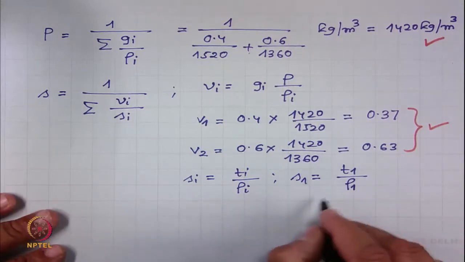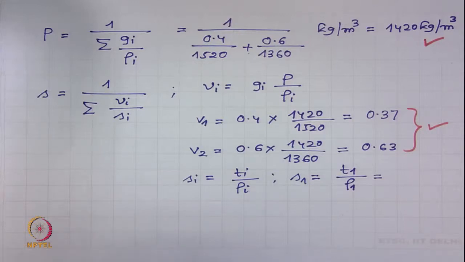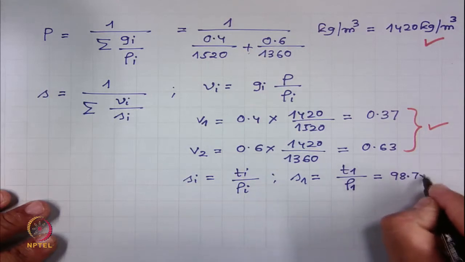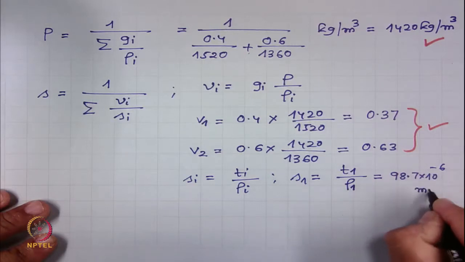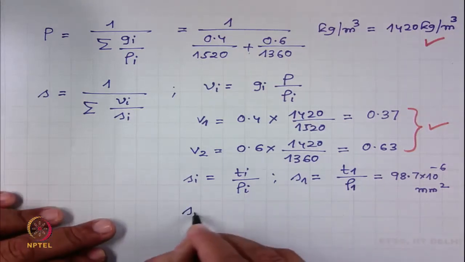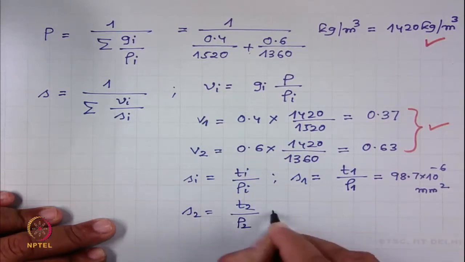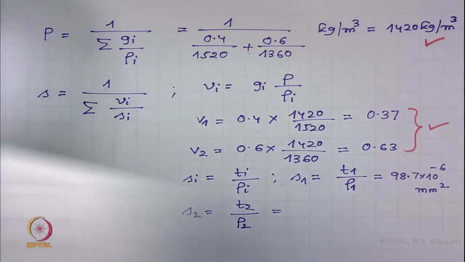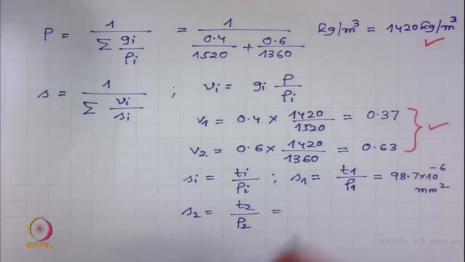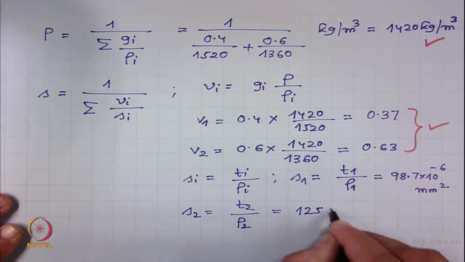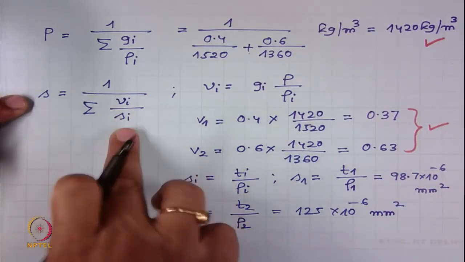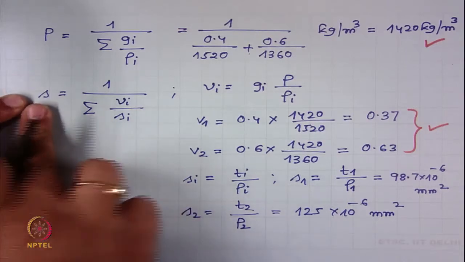So, if we use this expression, and if we make the unit balance, then you will see the value will come somewhere 98.7 into 10 to the power minus 6 millimeter square. Similarly, for S2, T2 by rho 2. If we use T2 1.7 decitex, rho 2 1360 kg per meter cube and make the unit balance, then you will get 125 into 10 to the power minus 6 millimeter square. Now, we know all four quantities, we will be able to calculate S.